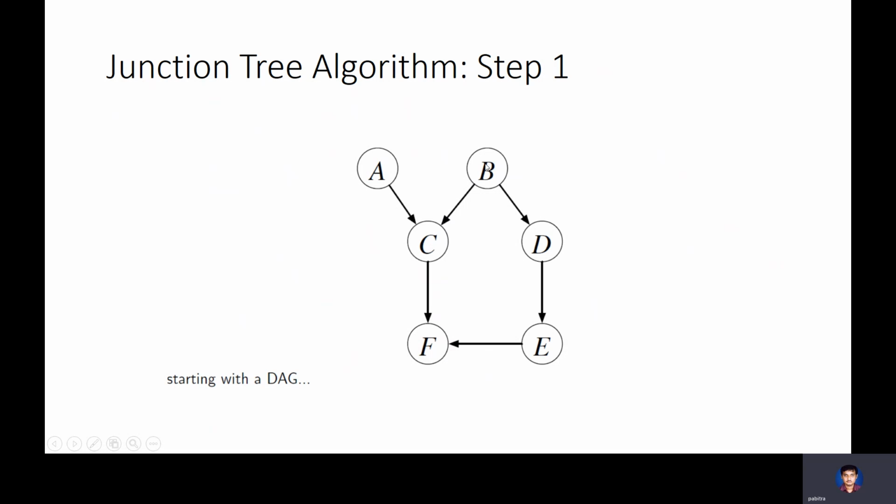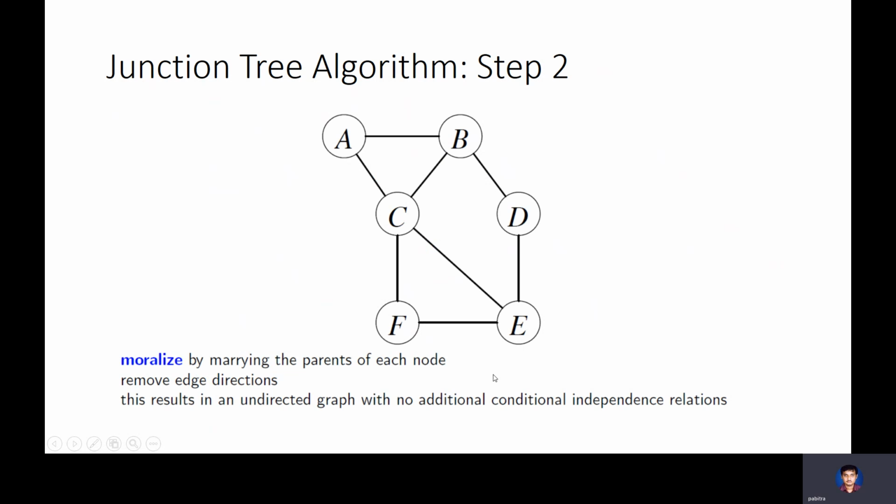So what the moralization does is, for every node, find out what its parents are, and introduce edges connecting every pair of parents. So here, for C there will be an edge between A and B, and for F there will be an edge between C and E. Okay, so this is the moralization. So I join A and B, I join C and E. This is called moralization. Of course, after this I remove the edge directions.